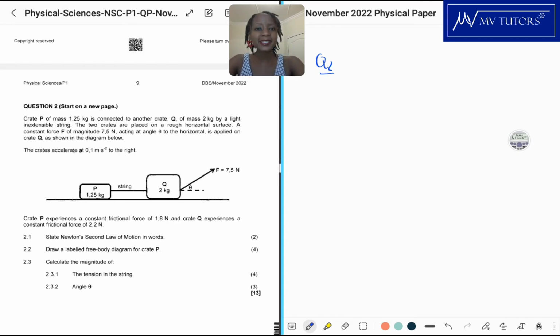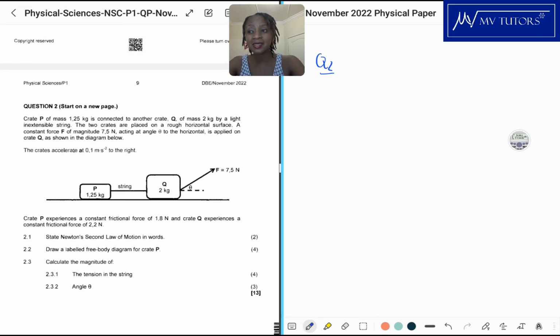This is question 2. It says, crate P of mass 1.25 kilograms is connected to another crate Q of mass 2 kilograms by a light inextensible string. So we're not going to consider the weight of the string in any of the calculations. The two crates are placed on a rough horizontal surface. So we know there's some friction. A constant force F of magnitude 7.5 Newton acting at an angle theta to the horizontal is applied on crate Q, as shown in the diagram below.